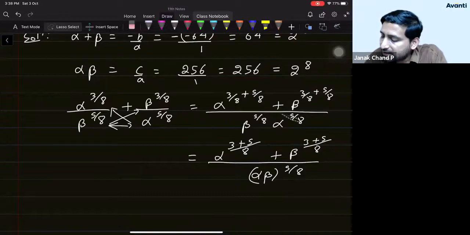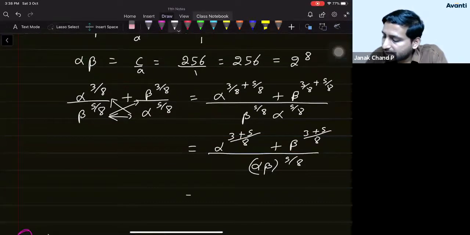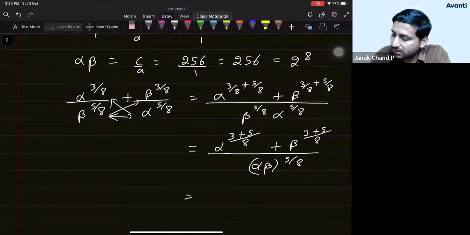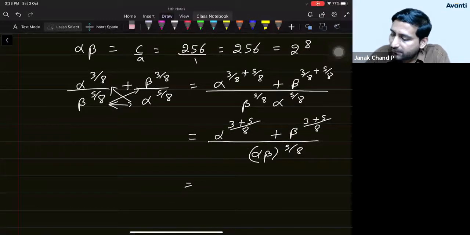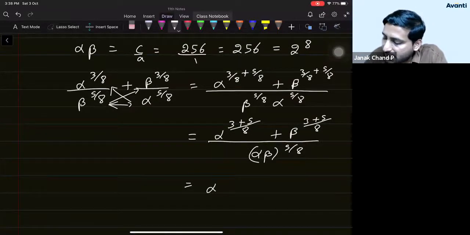So now, students, because the powers are the same, you can take that whole power and club the bases. Now this can further be simplified: since the denominator is the same, we can take the LCM, which will be 8, and then I'm adding this. So finally, this is equal to alpha to the power of 8 by 8. Remember, I can cancel these two, and I can cancel these two. It is just alpha power 1 and then beta power 1. So that is nothing but alpha plus beta divided by alpha beta, whole to the power of 5 by 8.